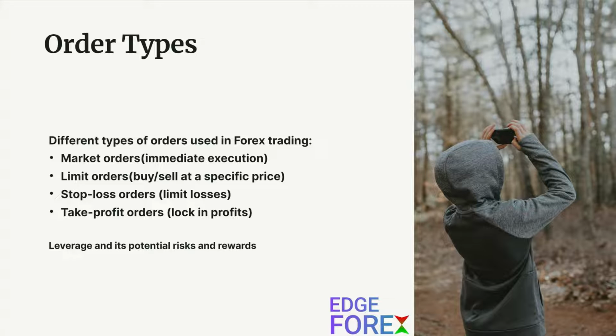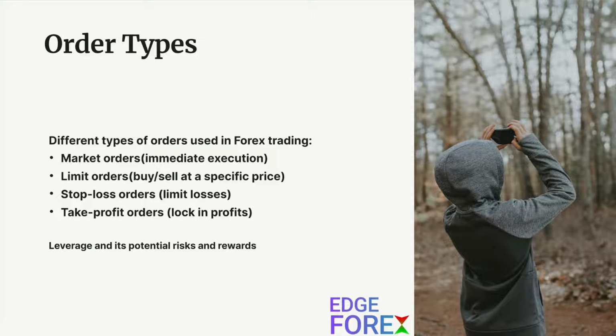So let's talk about the most common order types, the most common one being market orders. This is the simplest and the most straightforward one. When you place a market order, you are essentially telling the platform to execute your trade at the best available price at that very moment. Market orders are ideal if you want immediate execution, but the price you get might not be exactly what you envisioned due to bid-ask spread. Limit orders.